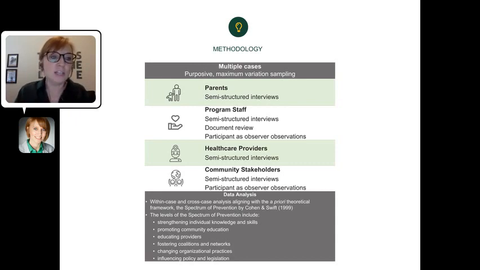The spectrum of prevention has 6 different levels. And so once the data is collected, it will be analyzed through the lens of these 6 different levels.